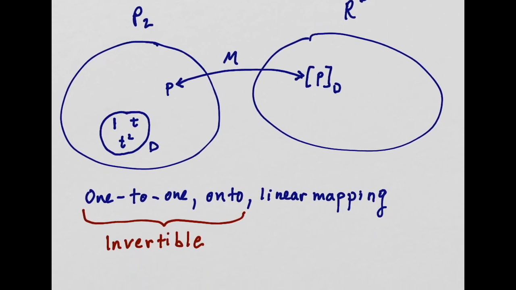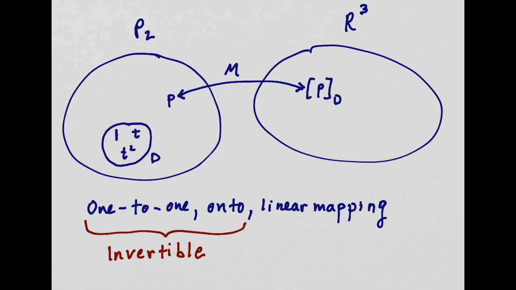And the definition of an isomorphism is down here. It's a one-to-one onto linear mapping. So there's really three things that characterize this mapping. It's one-to-one and onto, and it's linear. One-to-one and onto together mean that it's invertible. And I've got arrows, if you notice, on both sides of this line here, connecting P2 and R3. That means that the mapping goes in both directions.